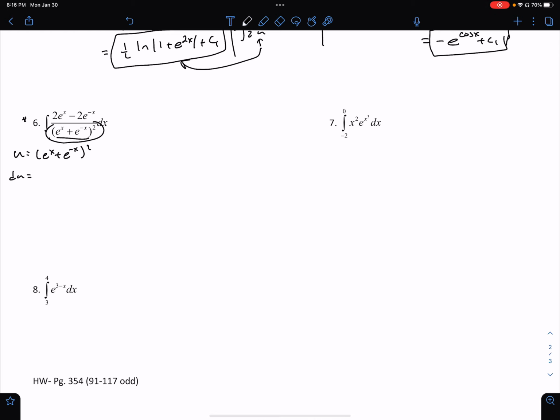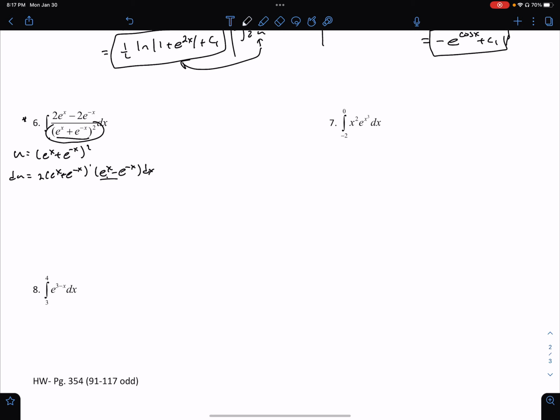The derivative becomes 2 times e to the x plus e to the negative x to the first, but the derivative of the inside becomes e to the x minus e to the negative x. I'm starting to kind of see a problem right here. I might be wrong, but let's take a look at why I'm wrong. I know that I can cancel a little bit out.